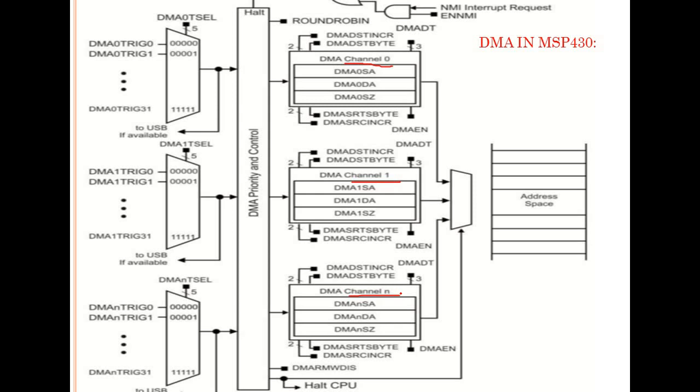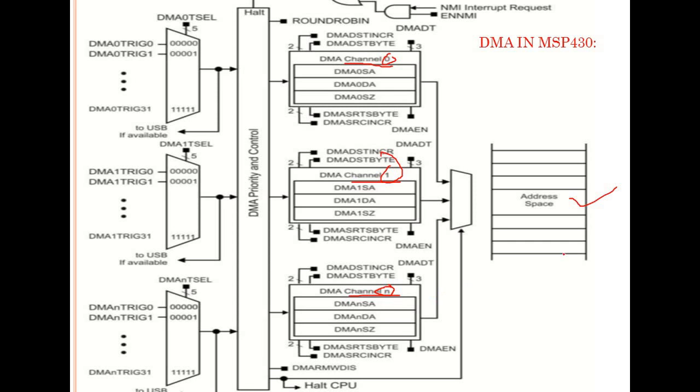Remember one thing here, all the channels are the same. If you know about one channel, then the remaining channels are the same. You can draw this easily. The registers present in the channels are also the same. The same registers are used, only the channel number changes. Here DMA 0, here DMA 1 and here DMA N. And this is your address space where the data is transferred.